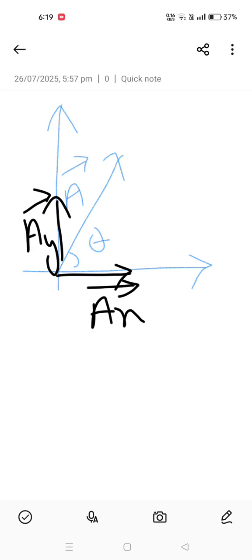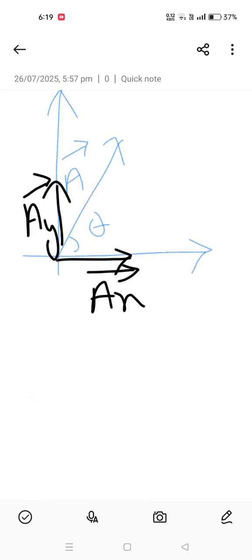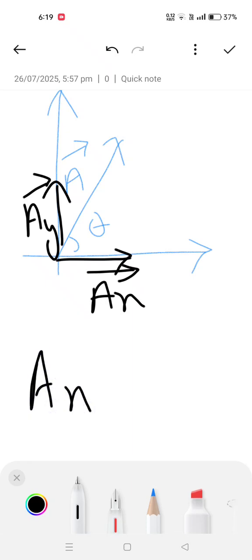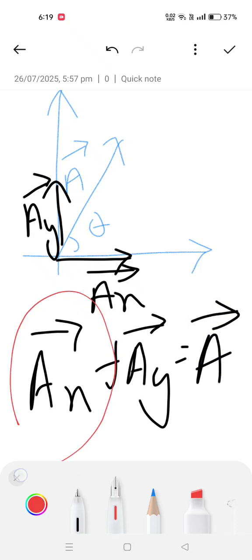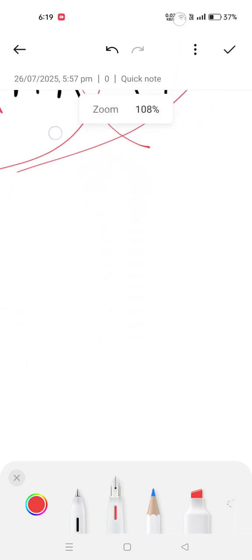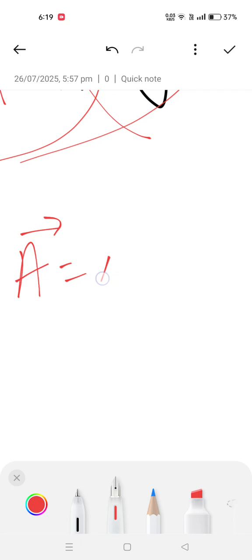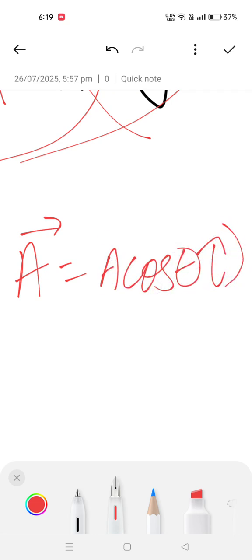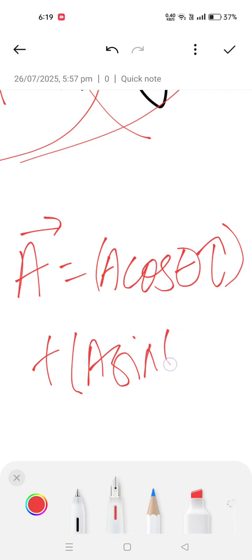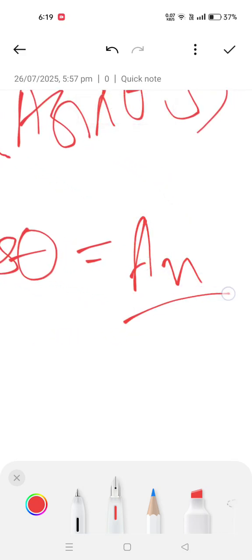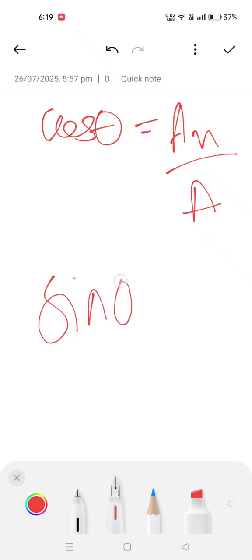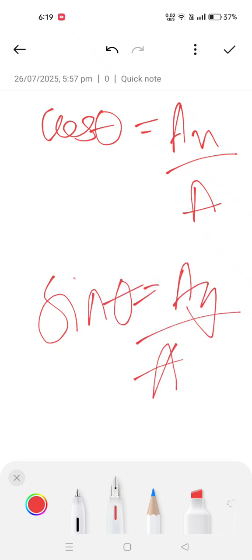Sorry for the glitch. Okay, so ax plus ay vector is equal to a vector. So a vector is ax plus ay. Ax is the component of a along x and ay is the component of a along y. We can simply write that a vector is equal to a cos theta i cap plus a sin theta j cap. Cos theta, as we can see, is base by hypotenuse, and sin theta is perpendicular by base.